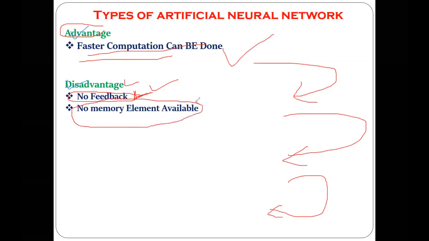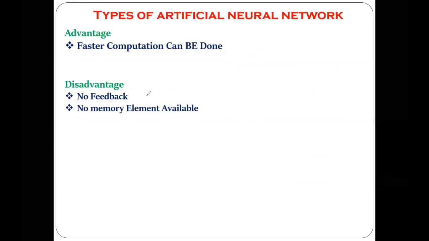And another important point that you should keep in mind, which we are going to refer to in the next type of artificial neural network, which is remaining, is what? Feedback neural network. Yes or no? Second main category is what? Feedback neural network. So here, two disadvantages we are having, that is no feedback and no memory element available.